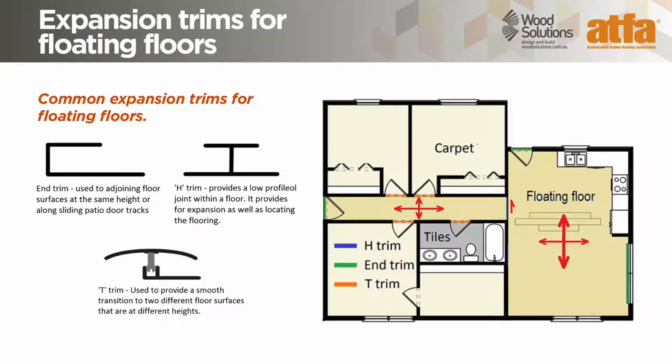Although expansion trims come in various designs and appearances, there are 3 basic trim types that are generally used for floating floors. The end trim is used between adjoining floor surfaces at the same height or along sliding patio door tracks. The H trim provides a low profile joint with the floor acting as a control joint, creating a clean aesthetic, whilst also allowing for both expansion and contraction of the floor areas either side. The T trim provides a transition between 2 floor surfaces of different heights. During installation, it will angle itself to cater for the height difference and will also allow for floor movement.